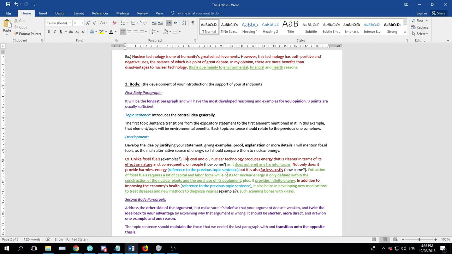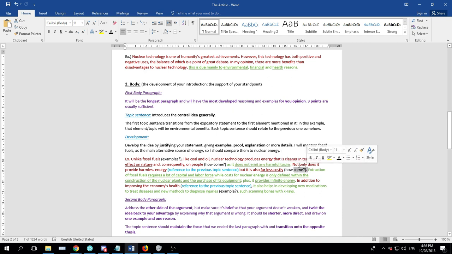Here, one of the advantages I'm going to talk about is environmental and financial reasons first, and these are due to the usage of nuclear energy. So I'm bringing up fossil fuels to put them against each other and compare them to make my argument stronger. The first one, I'm talking about how it's cleaner in terms of its effect on nature. This is the general idea, and then I develop it.